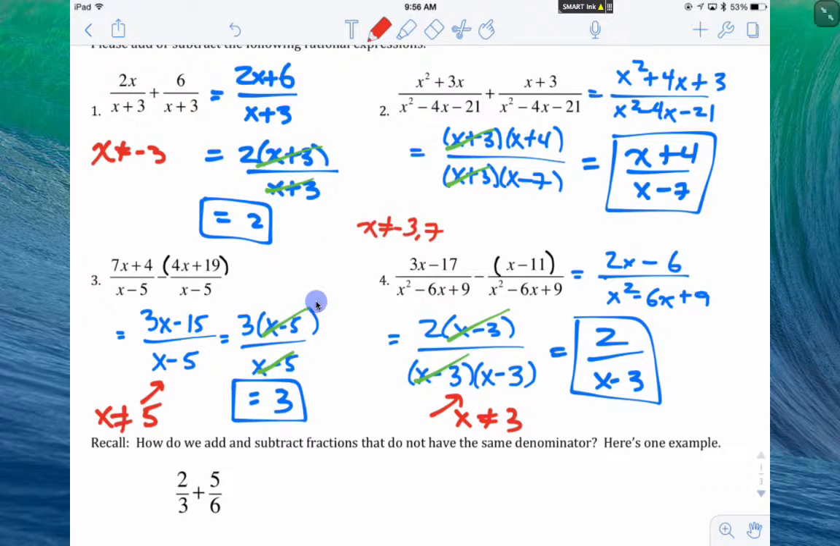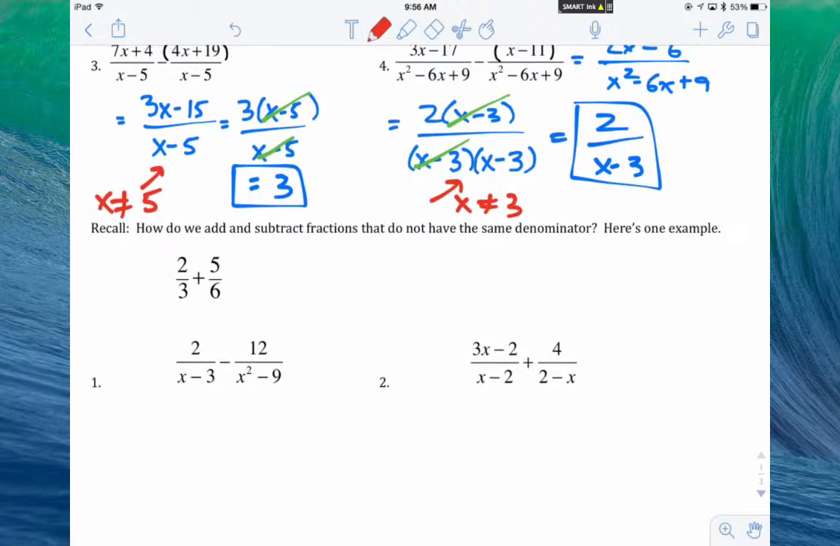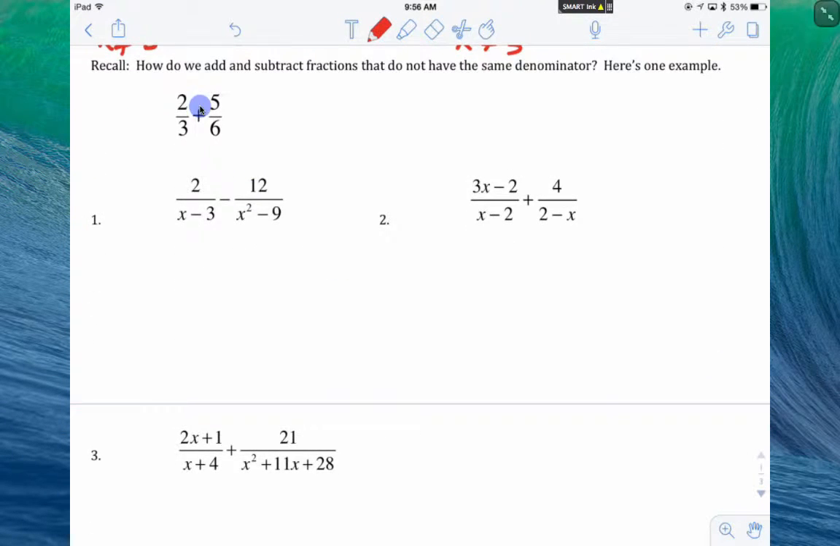All right, I hope those weren't too bad. So now let's move on to a slightly more difficult iteration of this. What happens when we need to add or subtract fractions that don't have the same denominator? In this case, how do we add 2/3 plus 5/6? They don't have the same denominator. So what do? We make them have the same denominator.